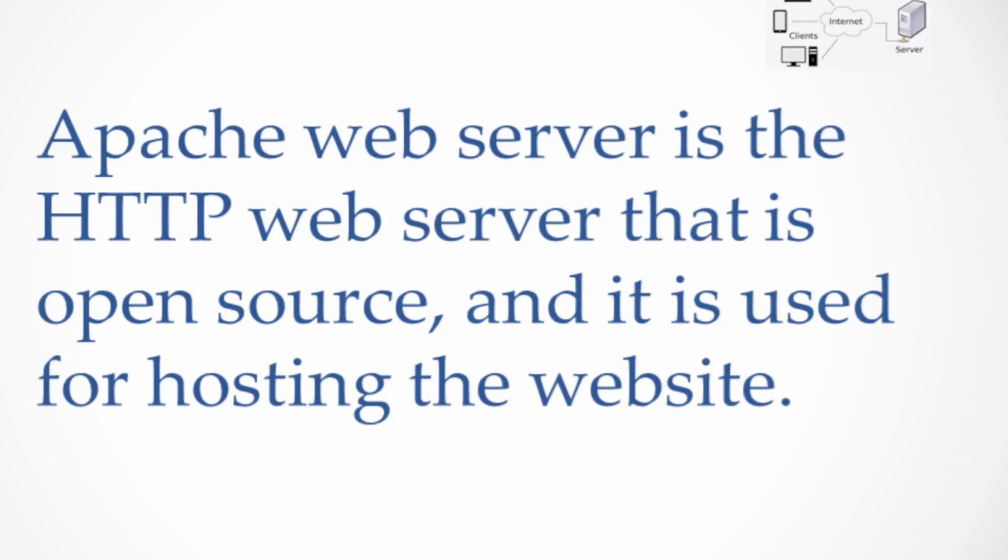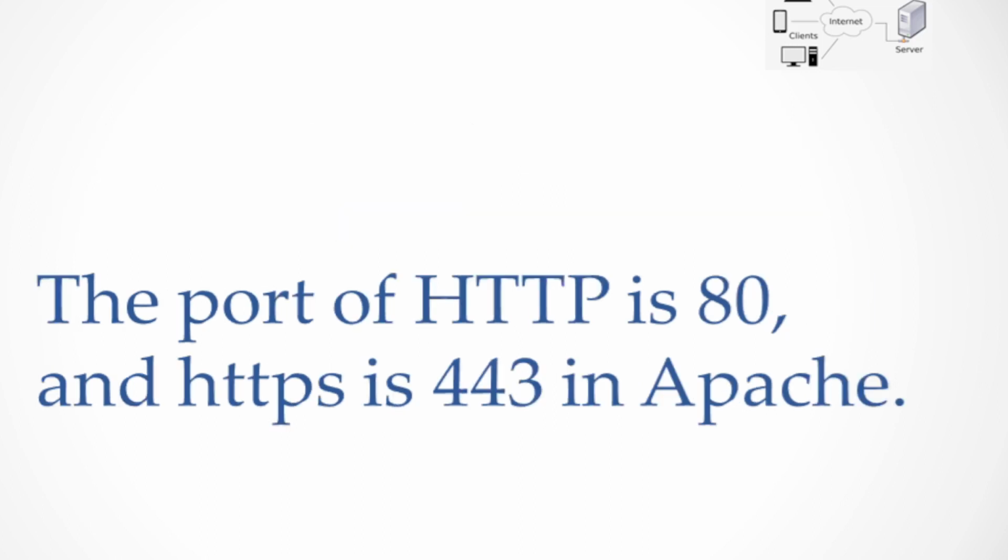How can you check the version of an Apache server? Using the command httpd -v. What is the port of HTTP and HTTPS of Apache? Generally, the port for HTTP is 80 and the port for HTTPS is 443. Remember this is very important.